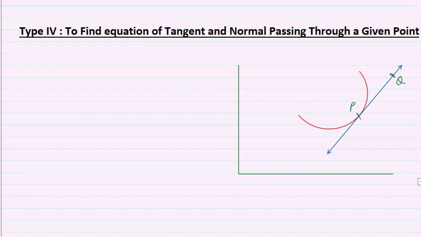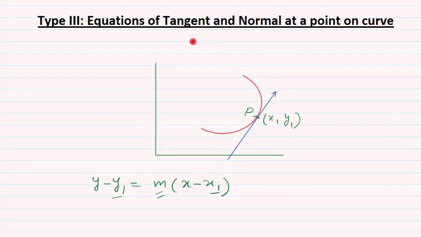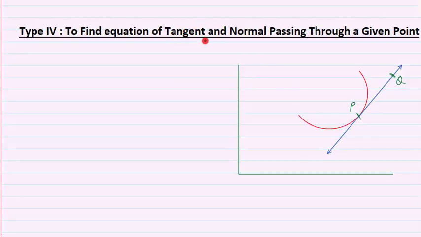So first of all, let me discuss the difference between these two. So this was the third type. In this, we need to calculate the equation of tangent at point P, which is the common point of curve and tangent. Understood? And today we are talking about finding the equation of tangent or normal passing through a given point.